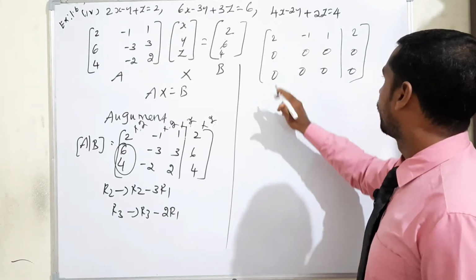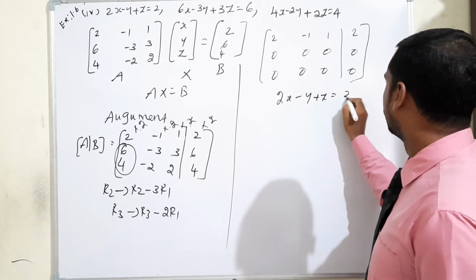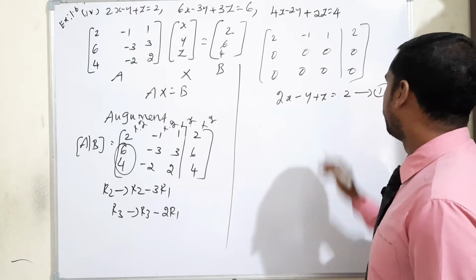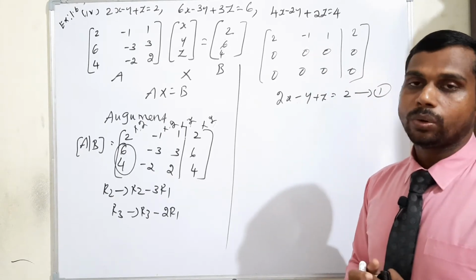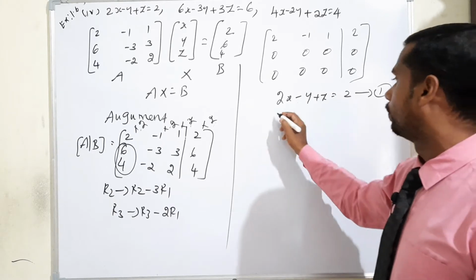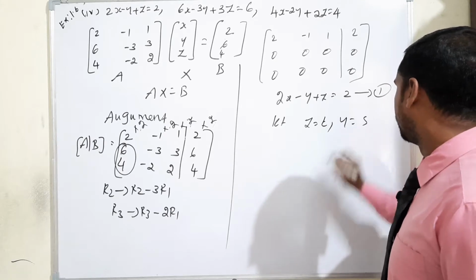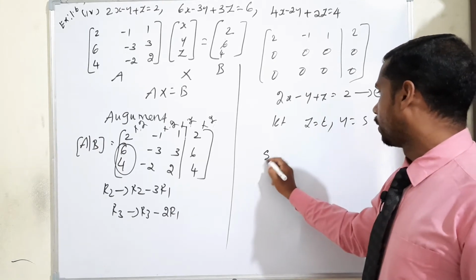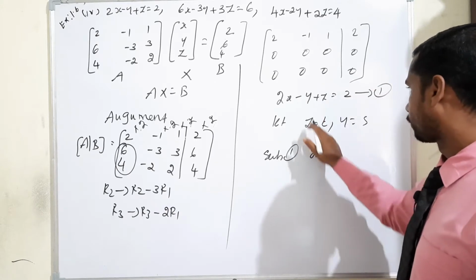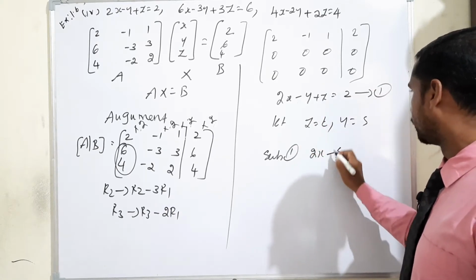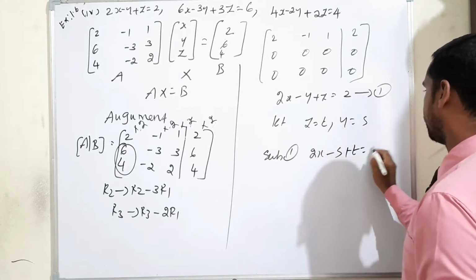So first we have to rearrange using the echelon form concept: 2x minus y plus z is equal to 2. This is considered for row 1; the second row and third row are completely zero rows. So for completely zero rows, what we have to do? Let us consider z is equal to t and y is equal to s. So substitute in equation number 1, what will happen? 2x minus y is s, then z is t, so 2x minus s plus t is equal to 2.